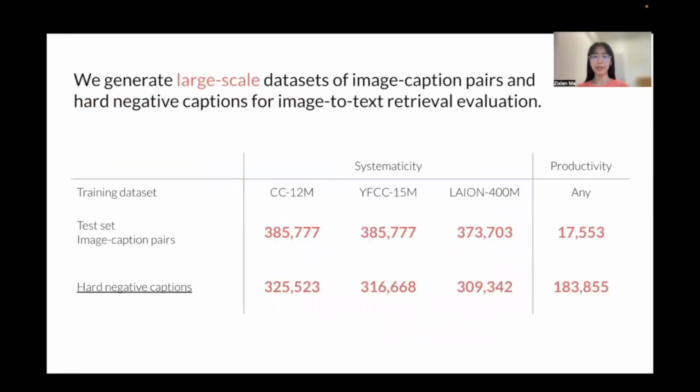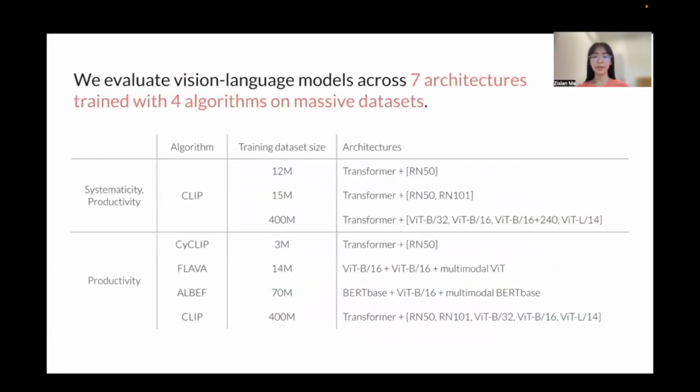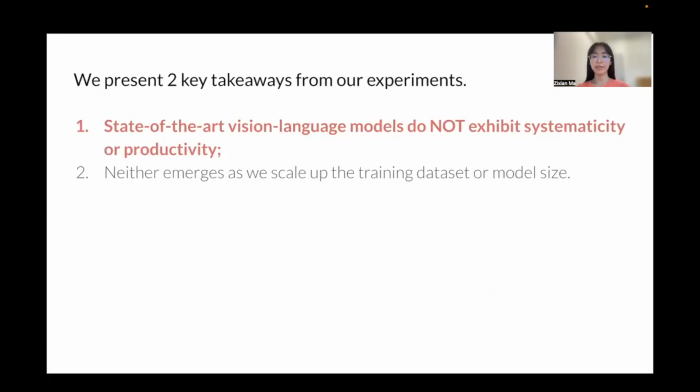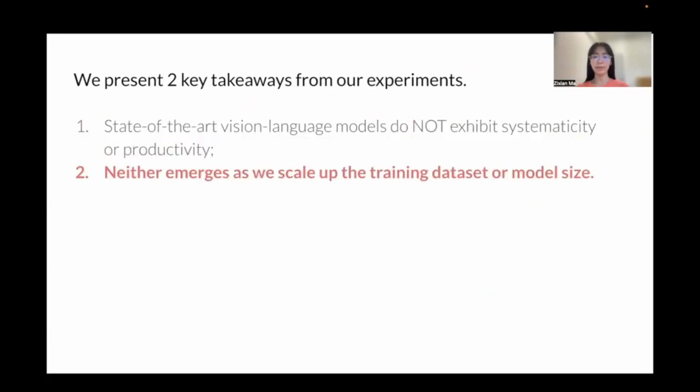We generate large-scale datasets of image caption pairs and hard negative captions for image-to-text retrieval evaluation. We evaluate vision language models across 7 architectures trained with 4 algorithms on massive datasets. And our results suggest that these models do not exhibit systematicity or productivity, and neither emerges as we scale up the training dataset or model size.